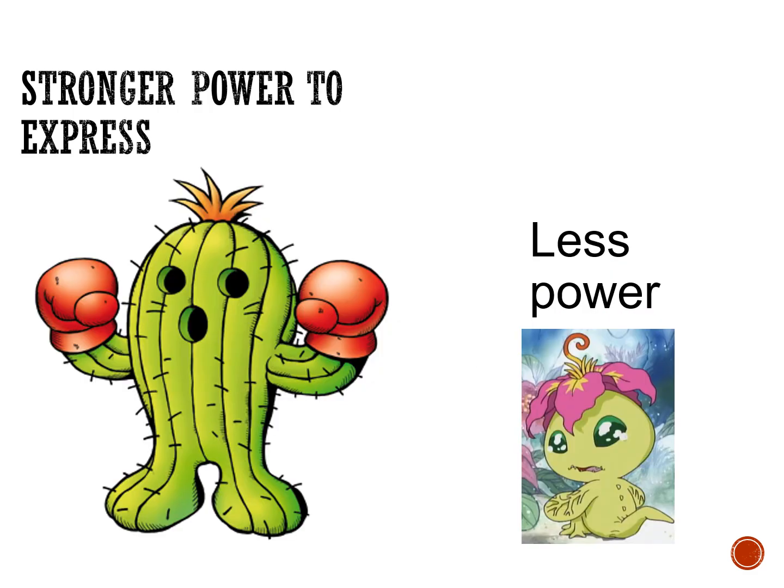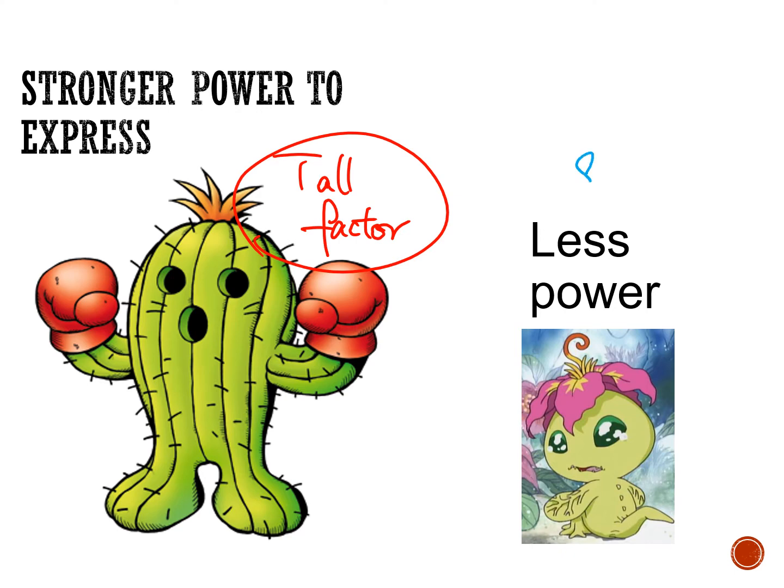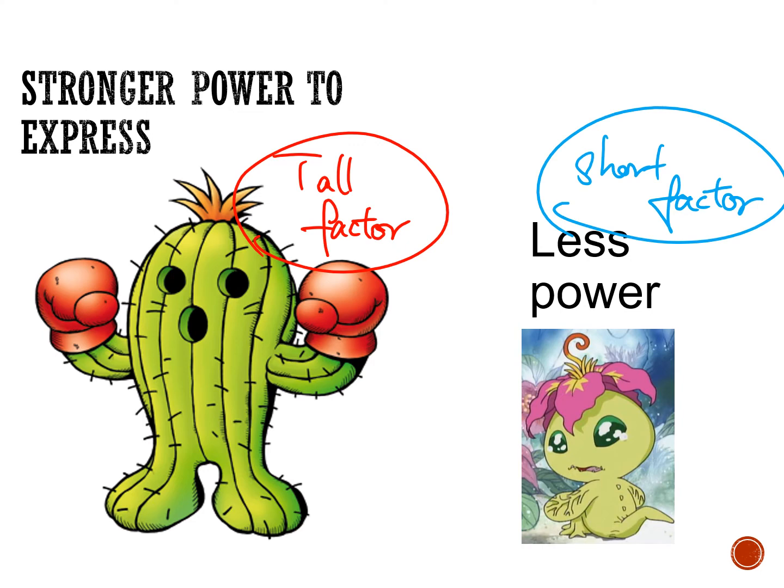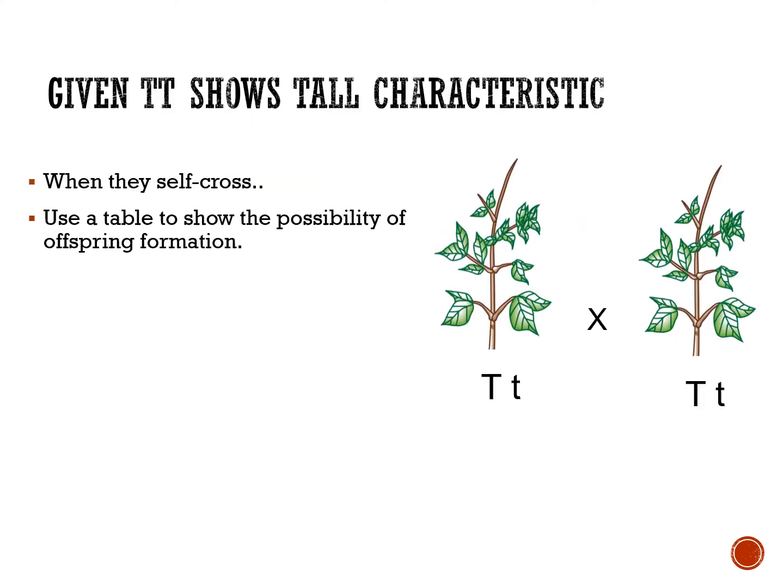I'm just trying to show you a picture so you can get an easy understanding. Here is the tall factor. It is a lot more powerful than the short factor. Since the tall factor is very powerful to express, you'll be able to see the tall characteristics. Given that big T means tall factor, it gives the tall characteristics.